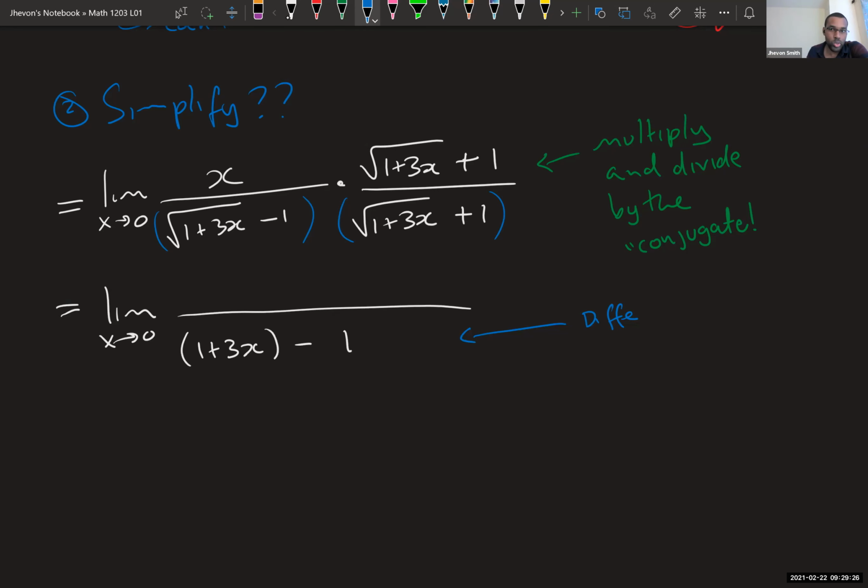To invoke a difference of squares formula or a difference of cubes formula or something like that. Which is why the conjugate for a cube root is actually a lot more messy than this. It's actually not the same thing. Conjugate for a cube root has 3 terms. Conjugate for a 4th root has 4 terms. Conjugate for a 5th root has 5 terms, etc.